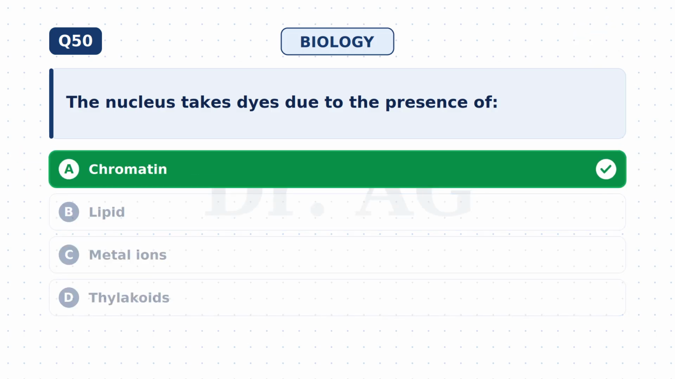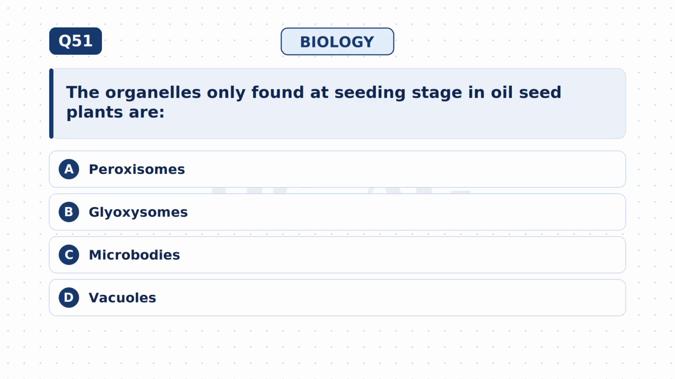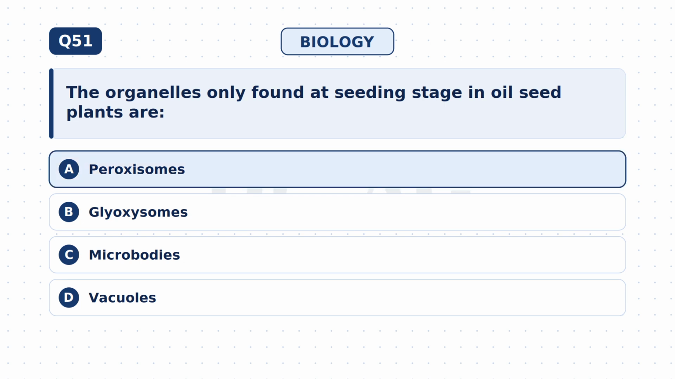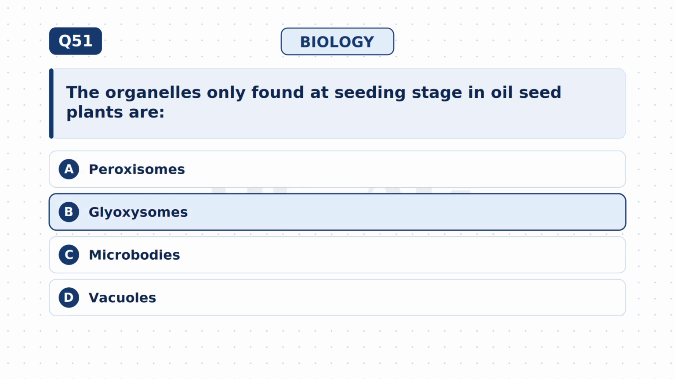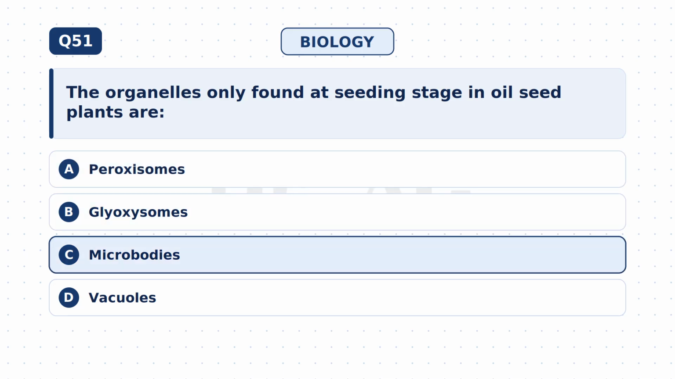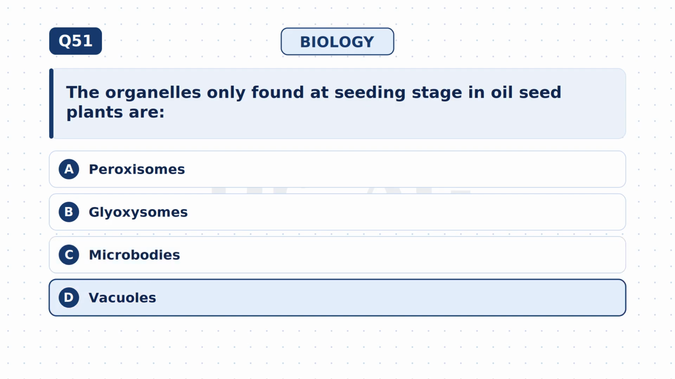The correct answer is A, chromatin. Question 51. The organelles only found at seedling stage in all seed plants are Option A, peroxisomes. Option B, glyoxysomes. Option C, microbodies. Option D, vacuoles.